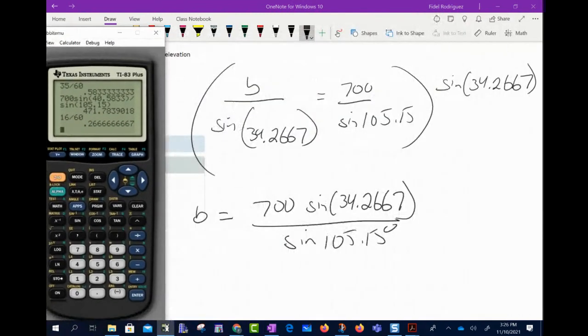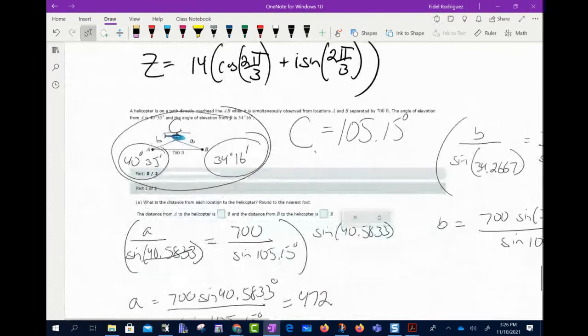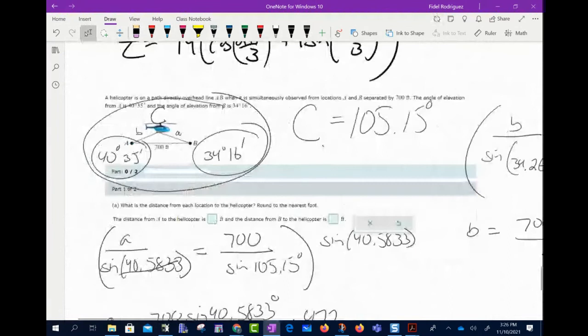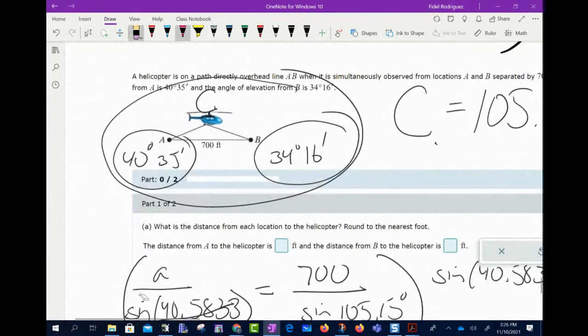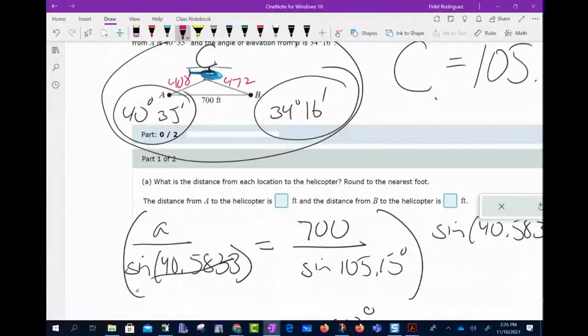All right, so let me do this over here. Let's clear that out. 700 sine of 34.2667 divided by the sine of 105.15, and I'm coming up with 408. Okay, let's come back to my picture. So we just found little b to be 408. So I'm going to clean up that mess, and right here say this is 408, and we found little a to be 472. So when I look at part A, it says the distance from A to the helicopter is 408, and the distance from B to the helicopter is 472, right?